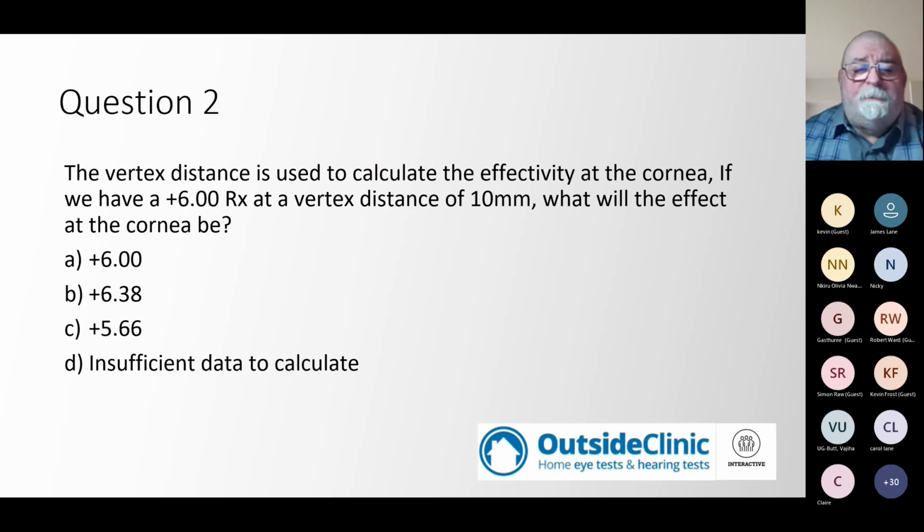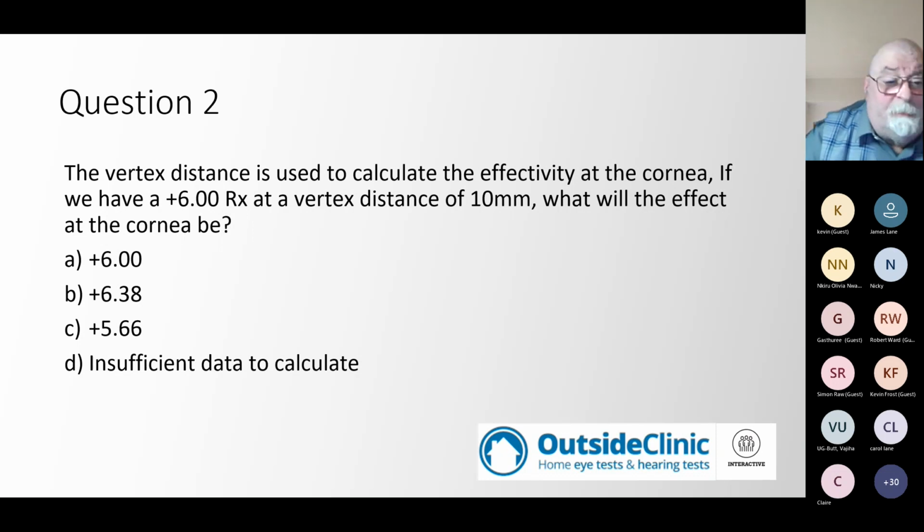So we need vertex distances to calculate effectivity at the cornea. If we've got a +6 prescription at a vertex distance of 10 mil, what will the effect at the cornea be? Now, when I teach this to the students, if I give them a question like that, they get a little bit confused. So if I then say to them, the spectacles are +6, what am I going to order for a contact lens? Then it starts to become a little bit easier for them to see.